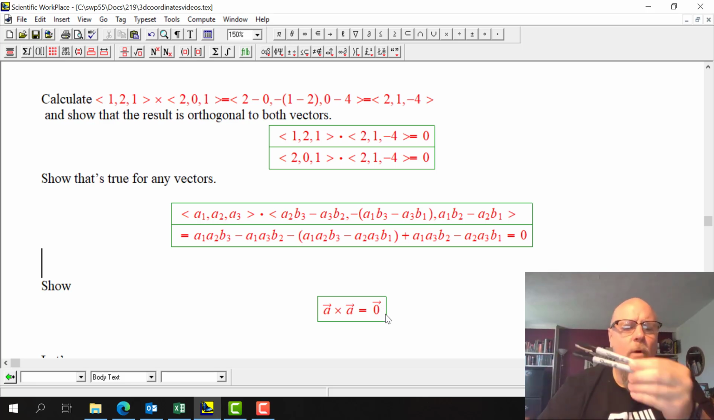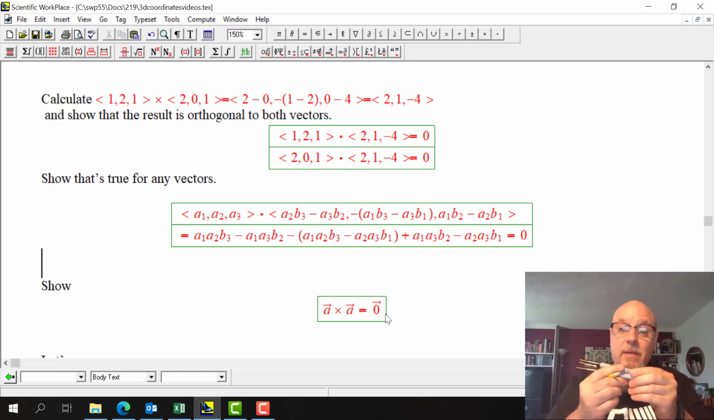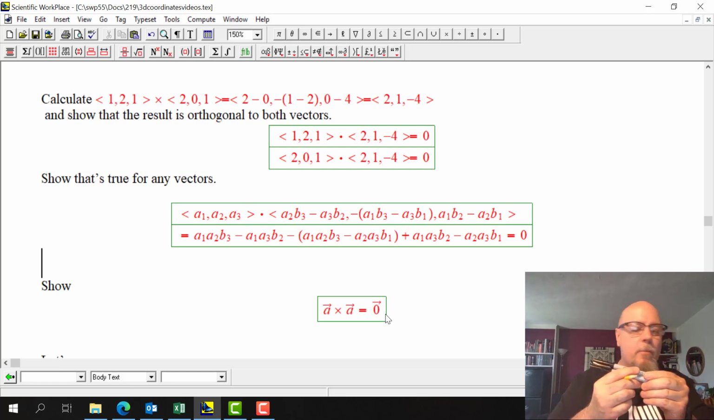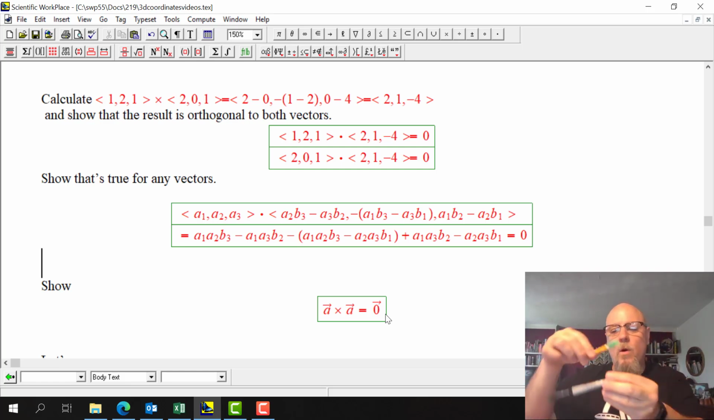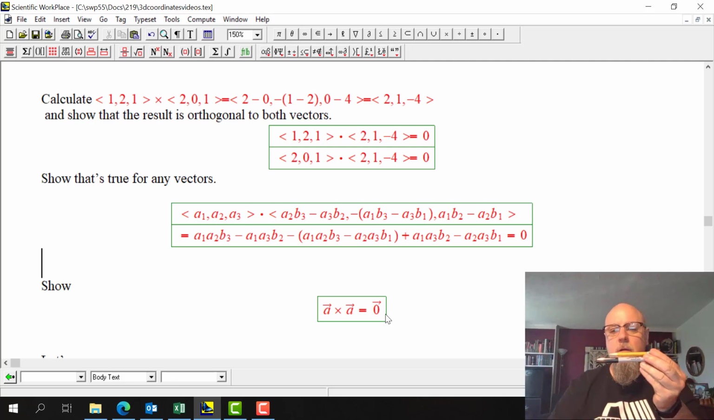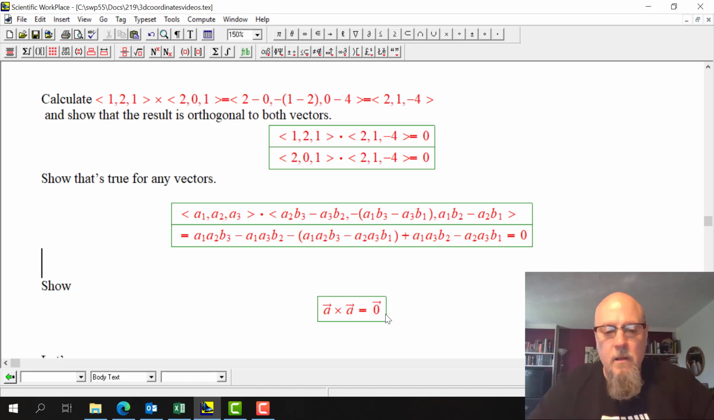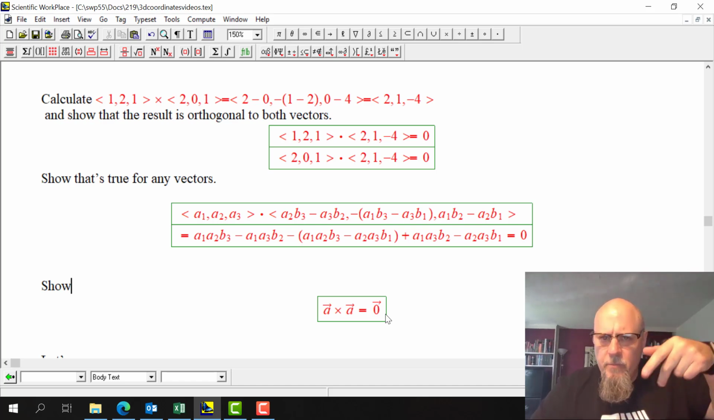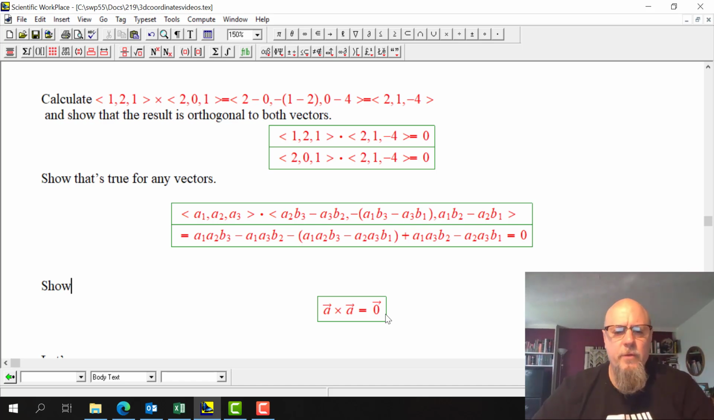Now, what if the vectors are not the same vector, but they're parallel vectors? So one's a little bit smaller than the other. If I cross product two parallel vectors, you can check this with the formula, you will also get the 0 vector. So the cross product of two parallel vectors is the 0 vector. We'll see that in some properties further on as we go.